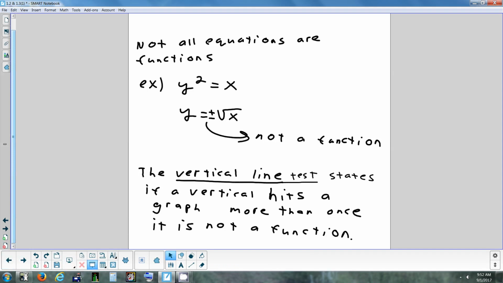So circle. If you drew a circle, is that a function? No. A vertical line hits a circle more than once. How about a parabola? Would a vertical line ever hit a parabola more than once? No. A horizontal line would. But no matter where you put a vertical line, it never hits the parabola more than once. Okay. Hits more than once, not a function. And that's it.